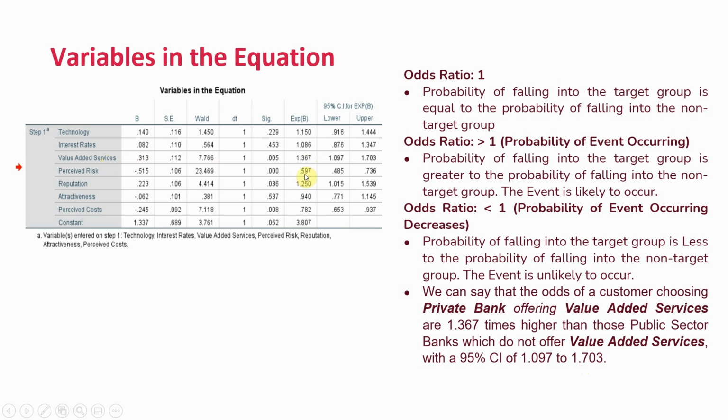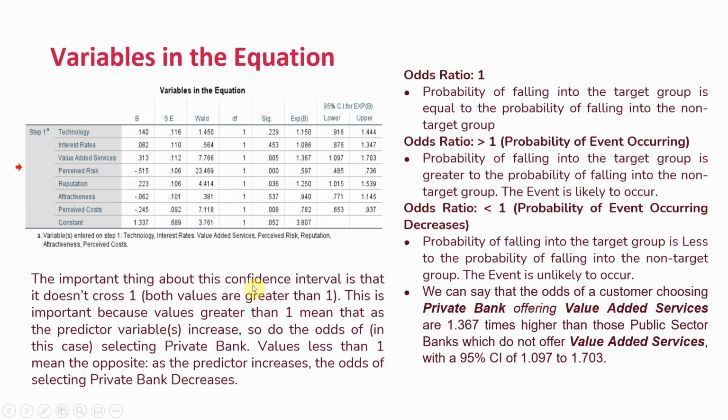Now look at this one here. It is significant because it's less than 0.05, but the odds ratio is less than 1. So the odds of the event occurring, that is people selecting private sector banks, is less than 1, and the sign is negative as well. So the higher the perceived risk, the probability of event occurring actually decreases. So when the perceived risk is higher, the respondents will not go for private sector banks.